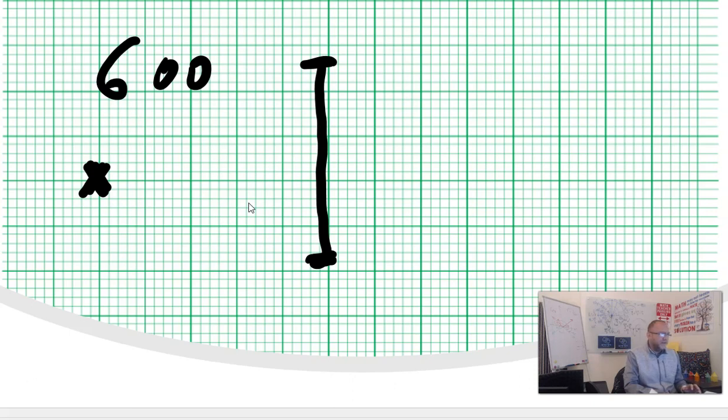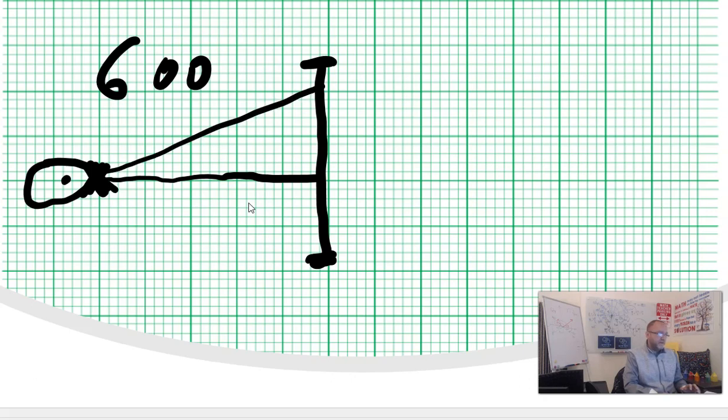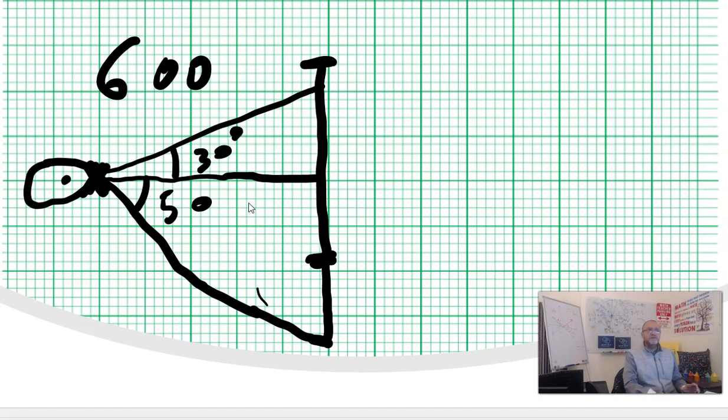So let's say he's looking, this is his eye, okay? He's looking here, and the angle of elevation is 30 degrees, and to make the angle of depression, this is 50. He's looking at this from his window. This is 30 degrees, this is 50 degrees, okay? And the whole thing, this whole apartment, I scaled it down. I made it 600 feet, okay? So from here to here, it's 600 feet.